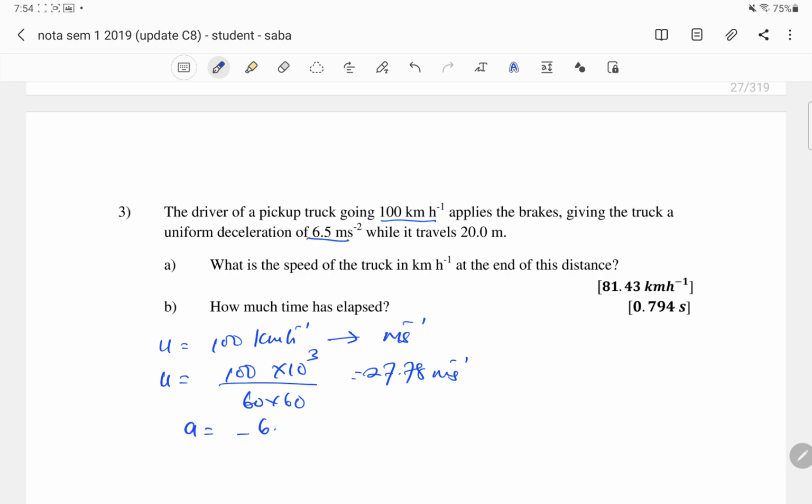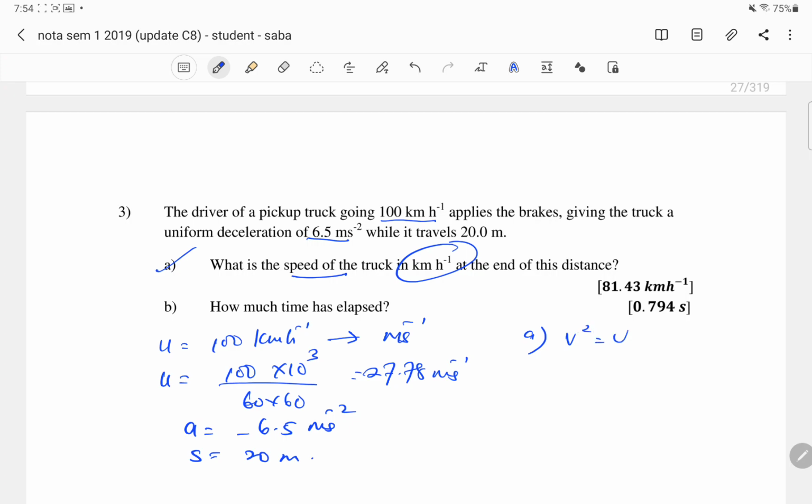Okay, so what else is given? Deceleration. So when deceleration, you have to put negative on the front of the magnitude. Travel 20 meters. Okay, so we want to find A. So what is the speed of the truck in kilometer per hour? Whatever it is, we don't calculate in kilometer per hour. We have to use meter per second as our SI unit.